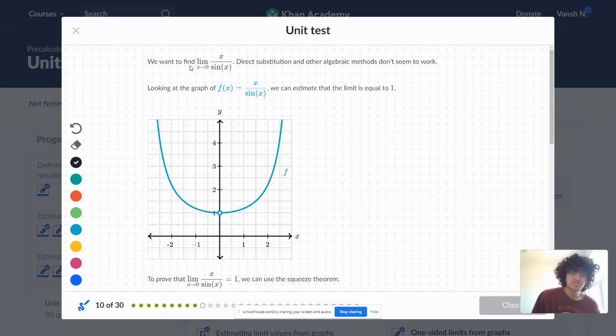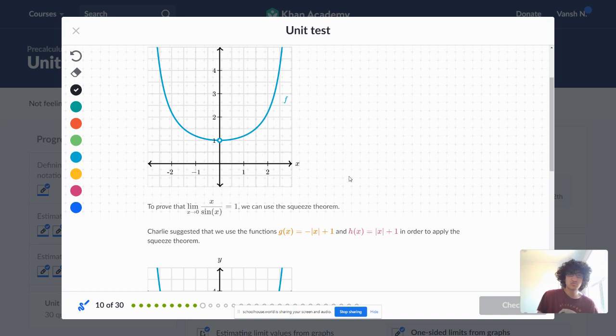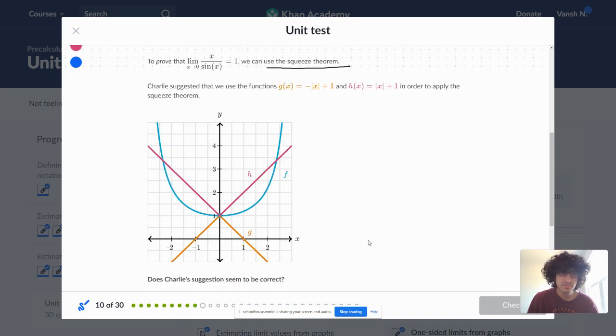Okay, we want to find the limit as x. Direct substitution and other algebraic methods don't seem to work. Looking at the graph, we can estimate the limit. We can use the squeeze theorem. Charlie suggested we use the functions g(x) equals negative x plus 1 and h(x) equals, in order to apply the squeeze theorem.